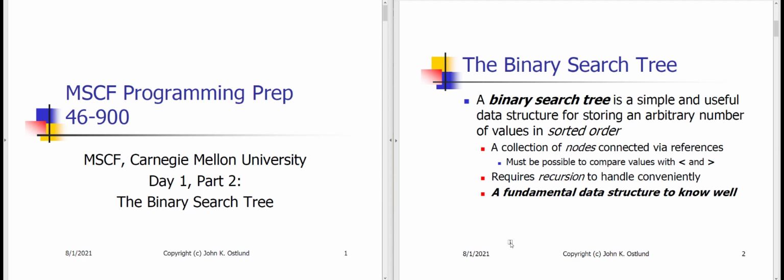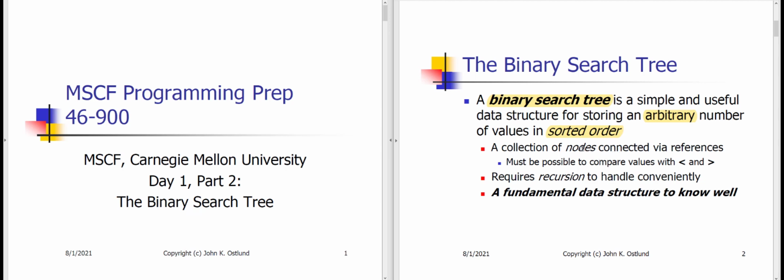All right, in day one, part two, we're going to take a look at a very important data structure called a binary search tree. It's a relatively simple kind of tree in which you can store some arbitrary number of values in a sorted order. In our case, we're going to store the values in ascending order from the leftmost branch to the rightmost branch.